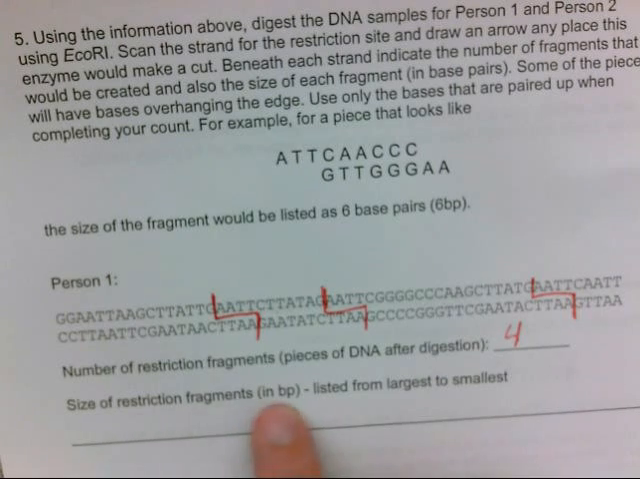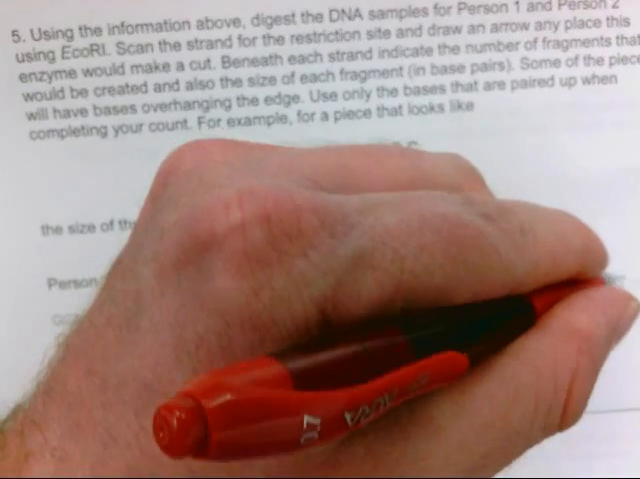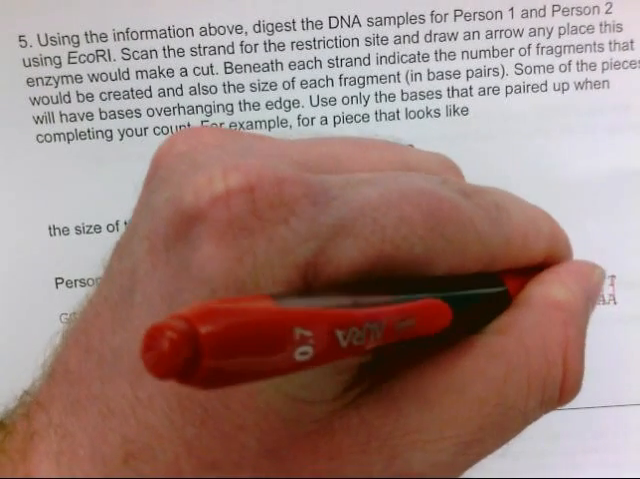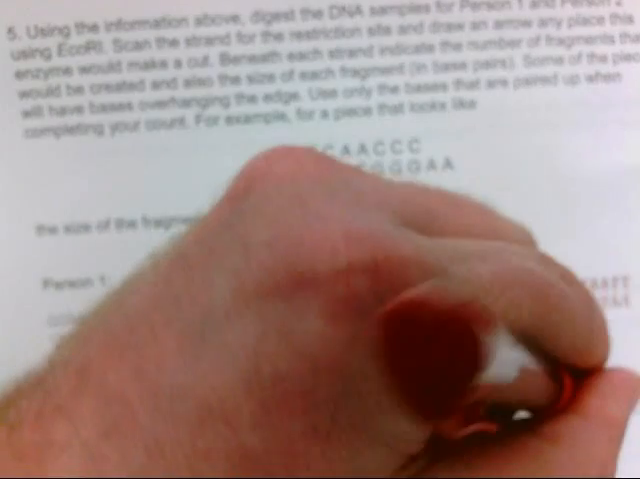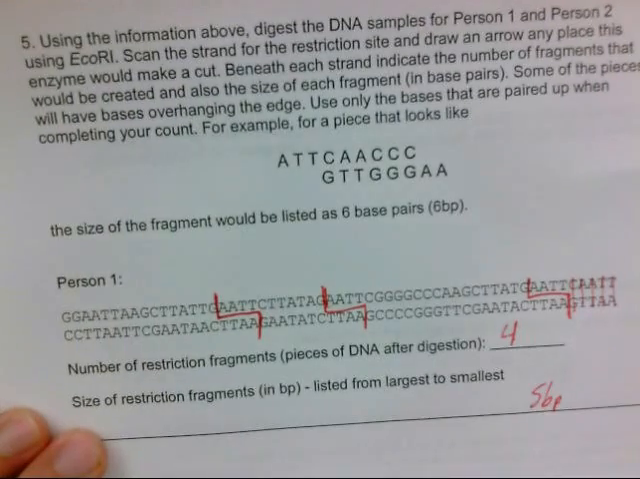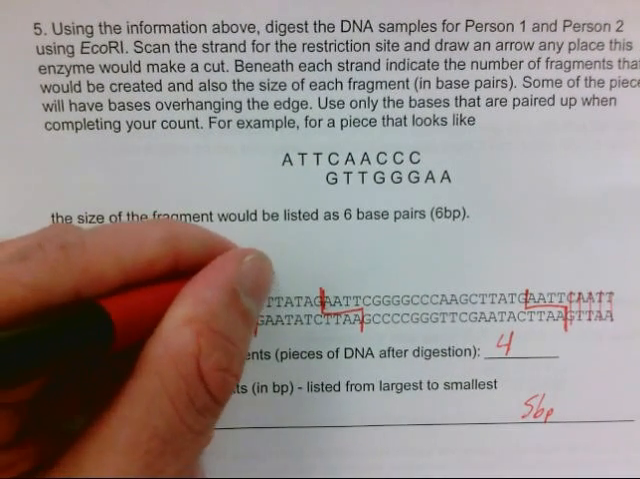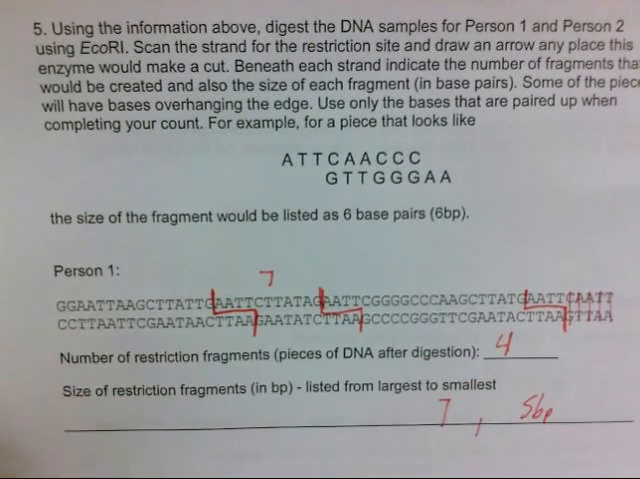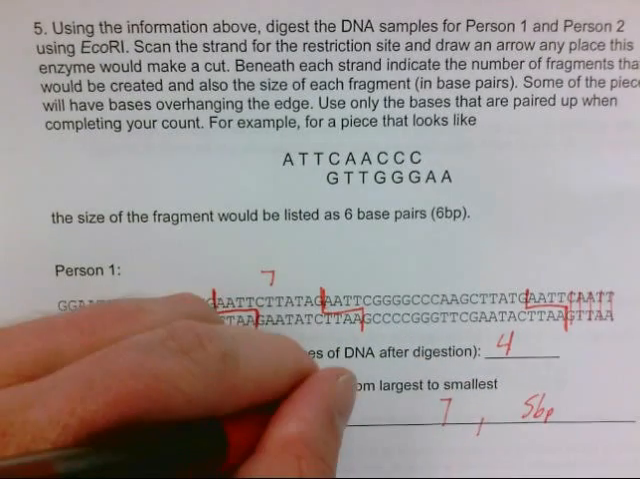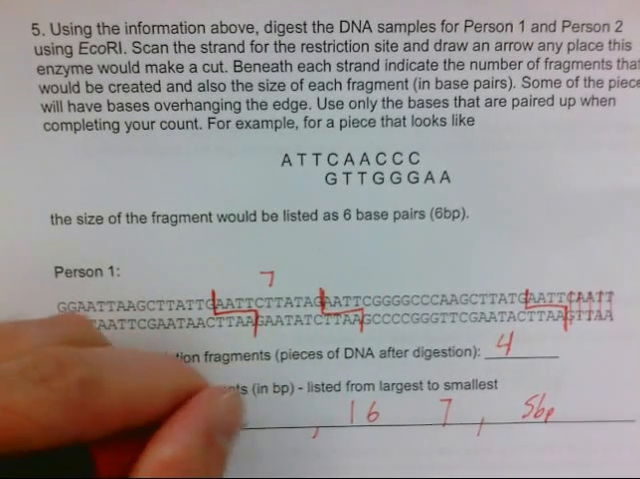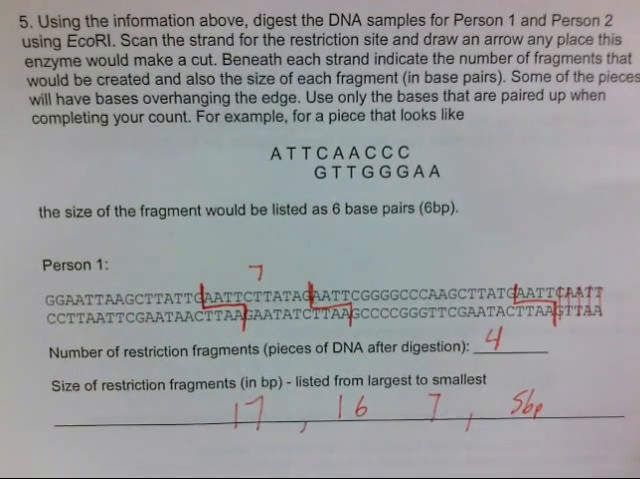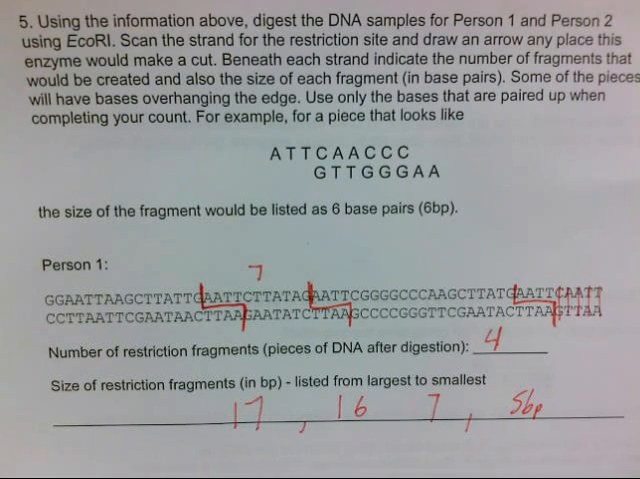Then it's asking you to list the size of the fragments in base pairs, from smallest to largest. Remember, when we list the base pairs, they have to have a match. So when I look at this one here, there's 1, 2, 3, 4, 5. So the first one is going to be 5 base pairs long. The next smallest one is right here. This one's 7 base pairs long. And then the 2 bigger ones are going to be 16 and 17.